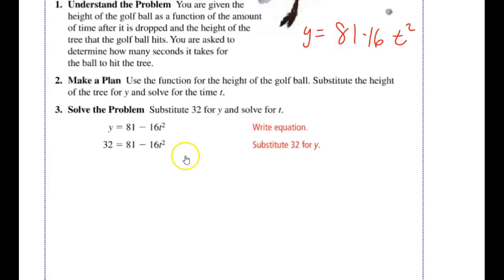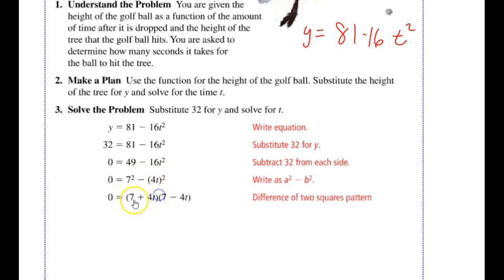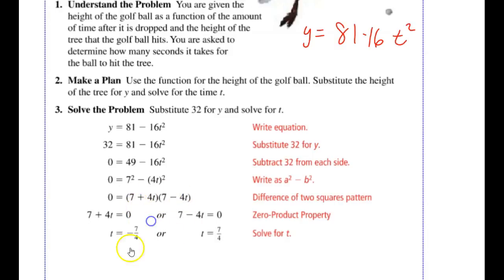Okay, so I substitute my 32, then I subtract 32 from each side. And I notice, oh, I know the square root of this first term, and I know the square root of this second term, and I see I'm subtracting, so I know I'm going to be using the difference of two squares. So I can rewrite this as the square root of the first one squared minus the square root of the second one squared, and then rewrite it out as my difference of two squares pattern. Then, using my zero product property, remember I set each piece equal to 0, and then solve for t. So here are my two possibilities. So t is either negative 7/4 or positive 7/4.